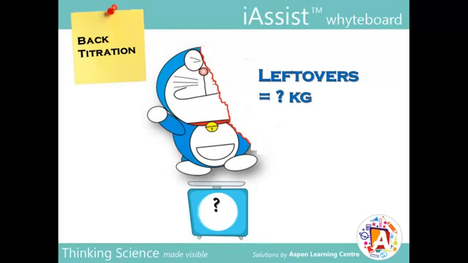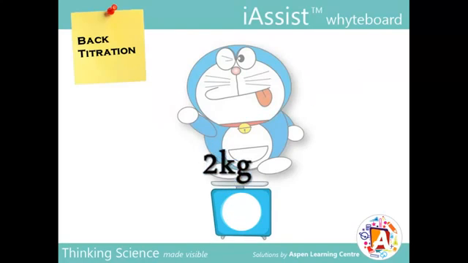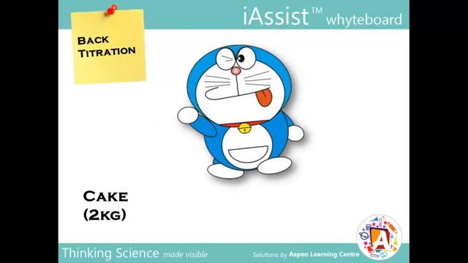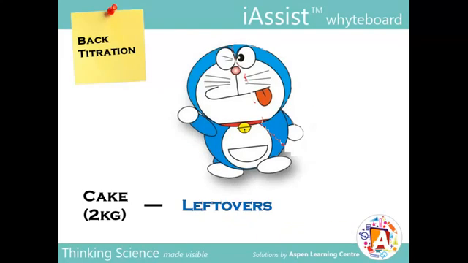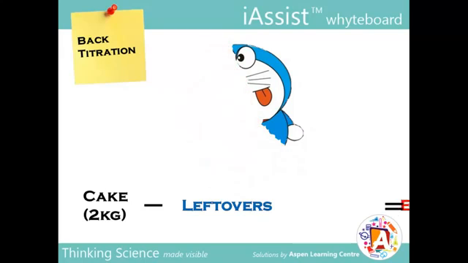First, I weigh the leftovers. Then, knowing that the whole cake was initially 2 kilos, I do some simple math. Subtracting the leftovers from the whole cake gives me the amount eaten.